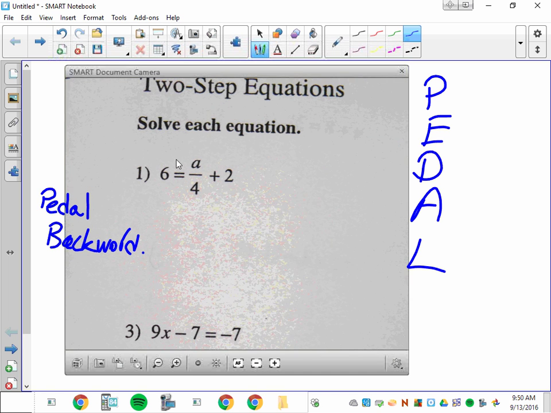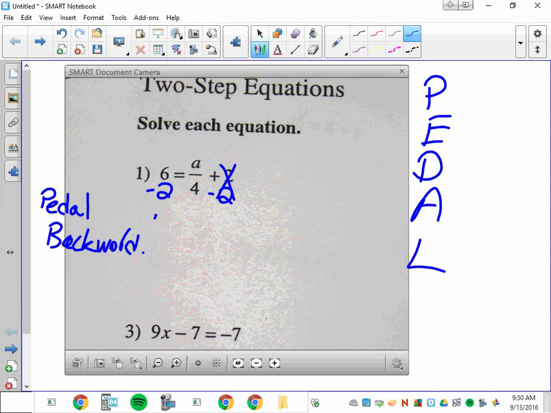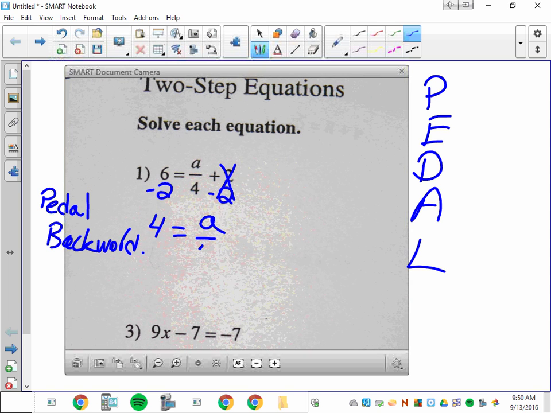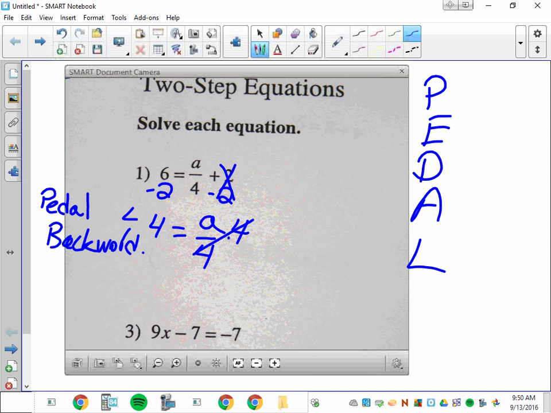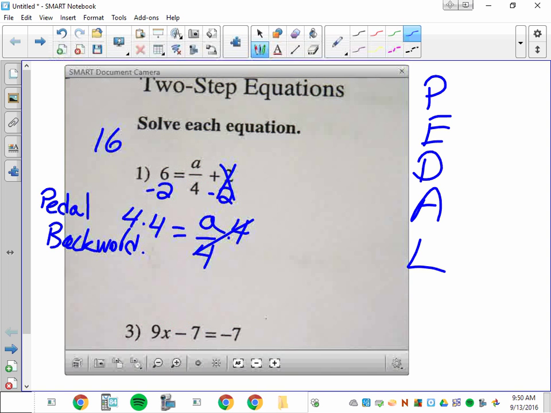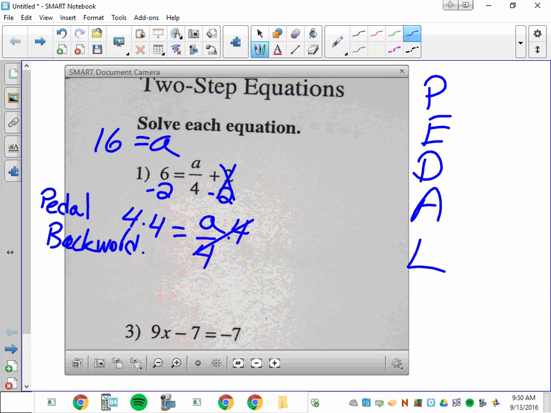Does that make sense? So, we subtract 2. Those turn into a 0. Subtract 2, and I get 4 equals A over 4. How do you get rid of the divide 4? Multiply by 4. So now I have 16 equals A. Does that help you understand why you do them in the particular order that you do?